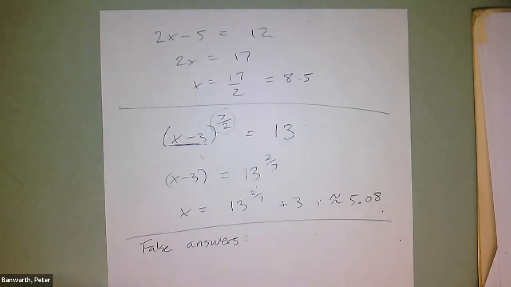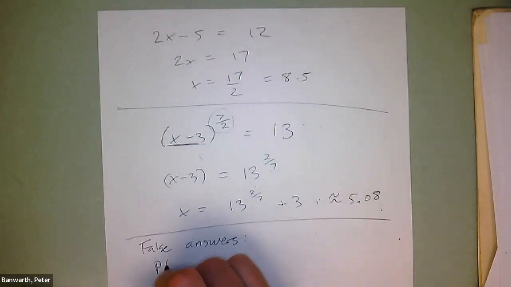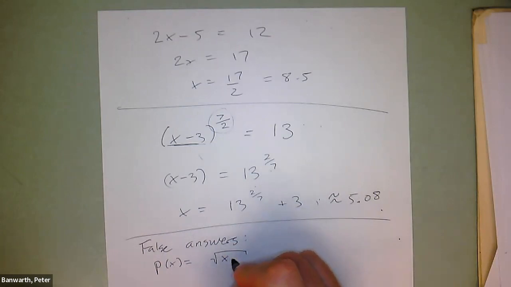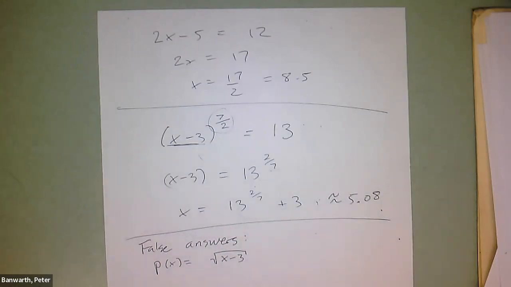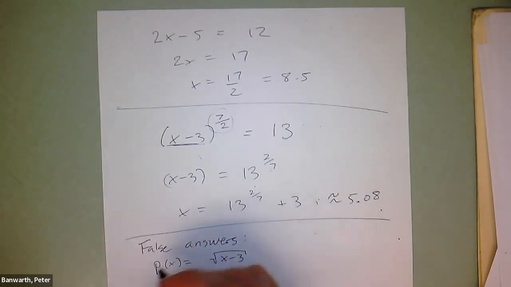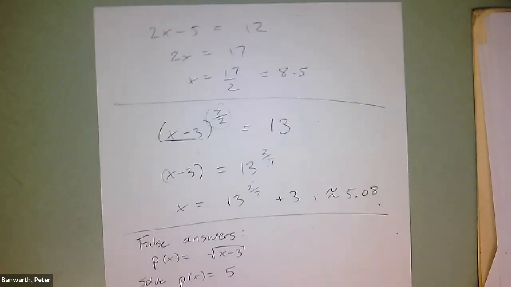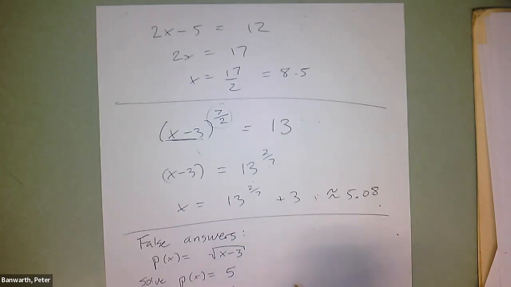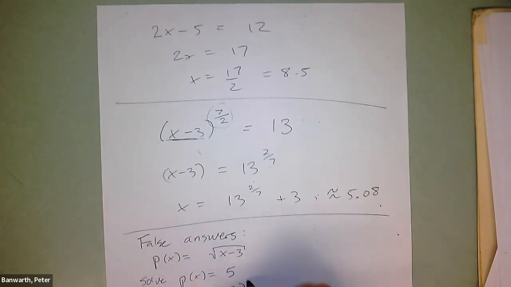All right, so that can happen when you start with a function. Maybe your function is p of x equals the square root of x minus 3. So I could solve p of x equals 5. And that just means 5 equals the square root of x minus 3. So if you square both sides, you get rid of the root. 25 equals x minus 3, so x equals 28.